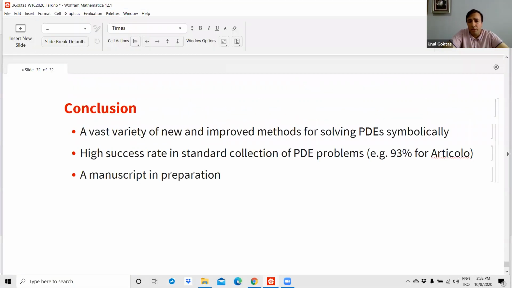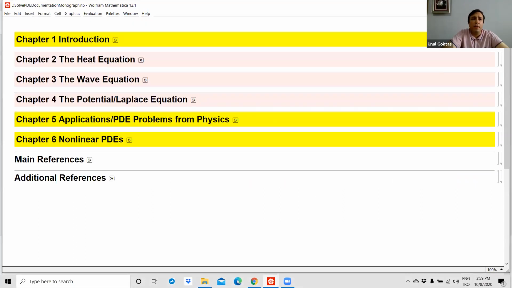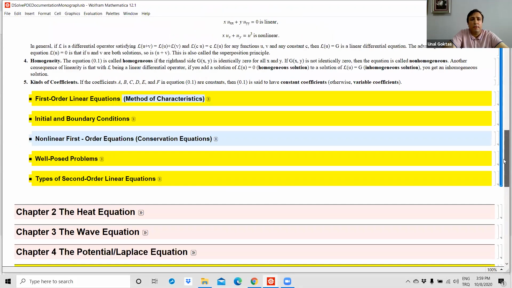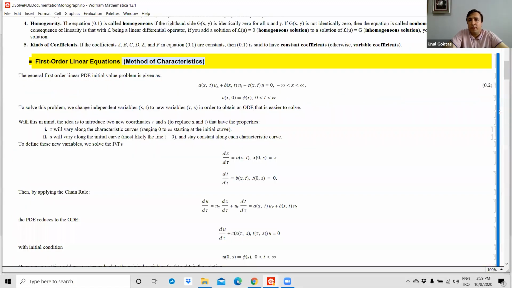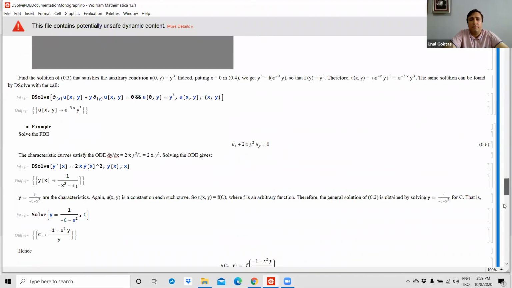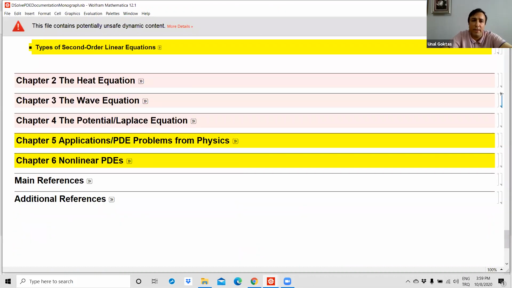Let me quickly show a few pages of it. So it starts with an introduction, and it talks about the method of characteristics, and it has, okay, so this is still a very raw draft, and we are working on it. So hopefully in the next release, it will be complete and will be available to the users.